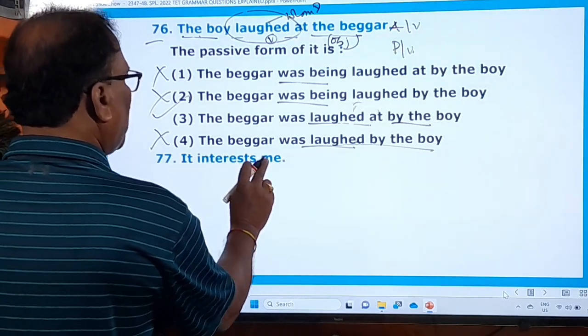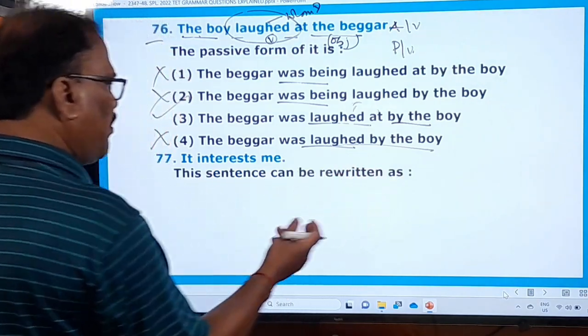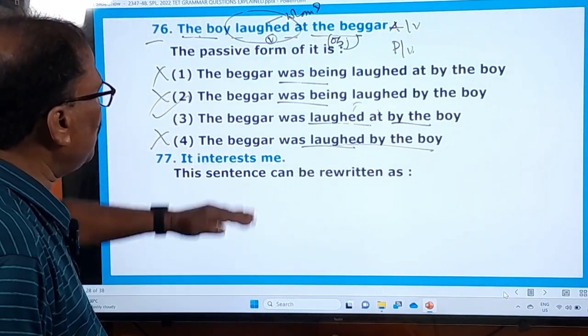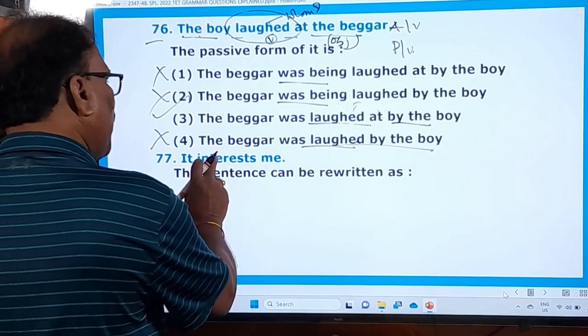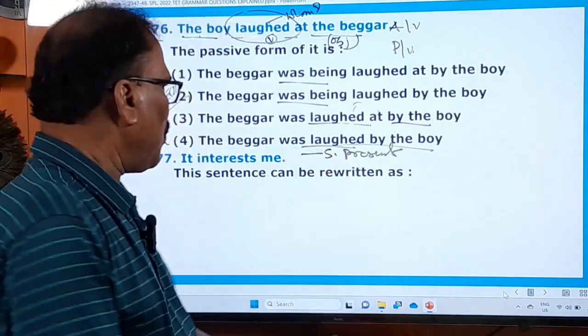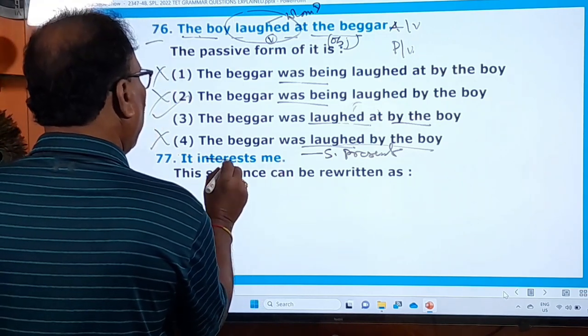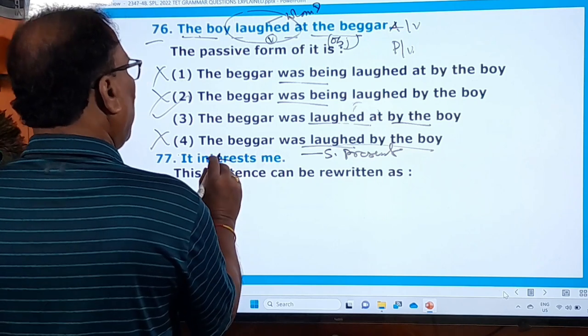It interests me. What is that? This sentence can be rewritten as, that means he is asking you to change it into passive voice. What is the tense of the sentence? It is the simple present. So, here, me is there. It interests what? No answer. It interests whom?